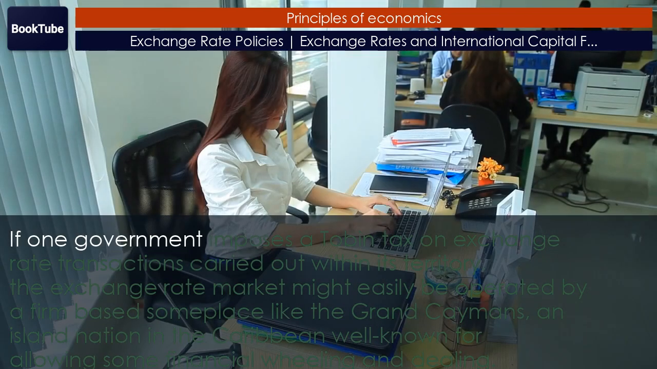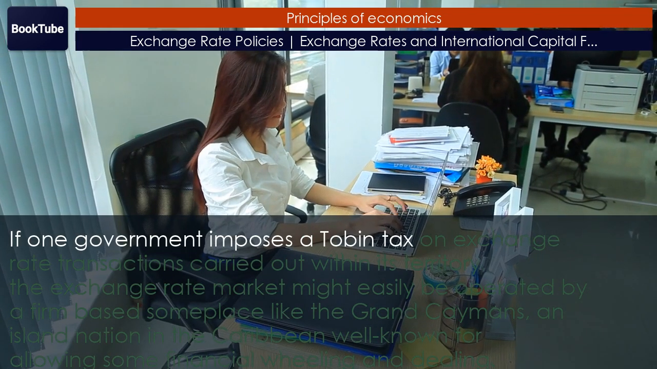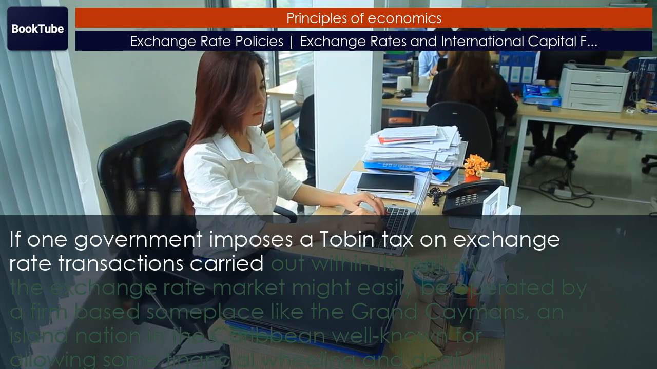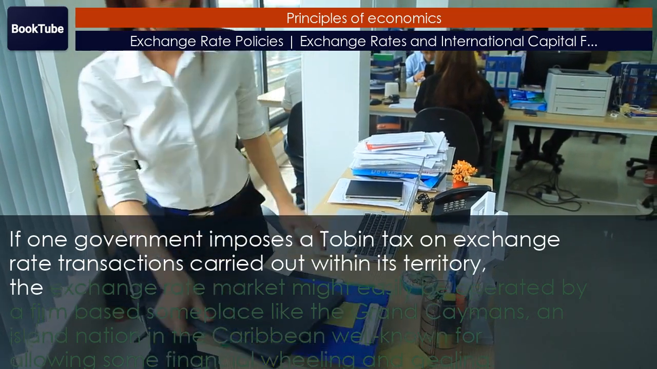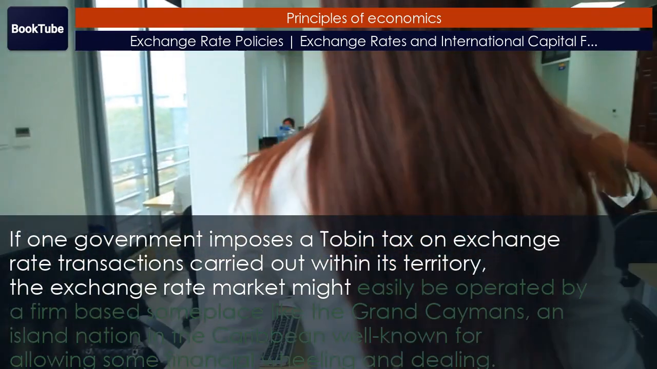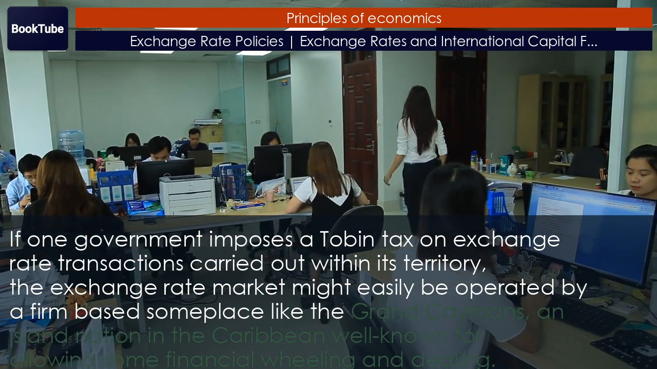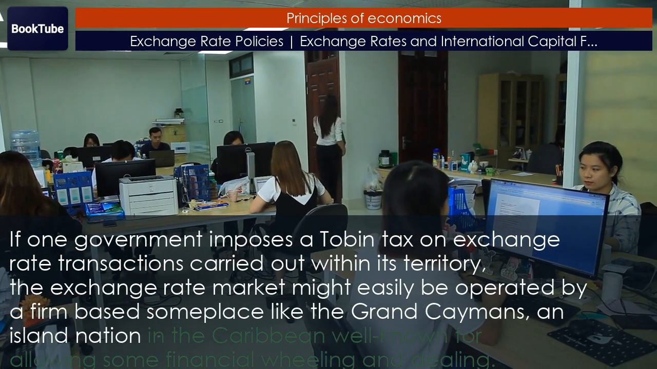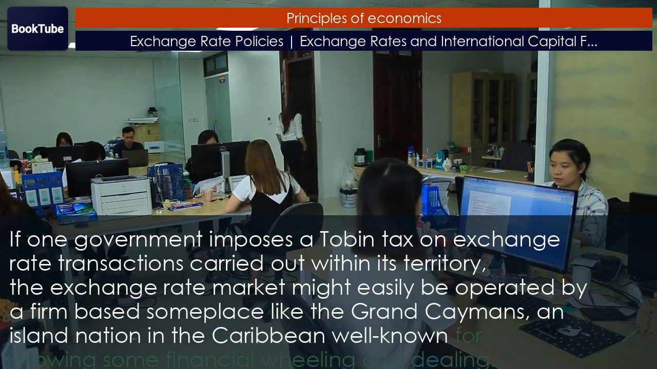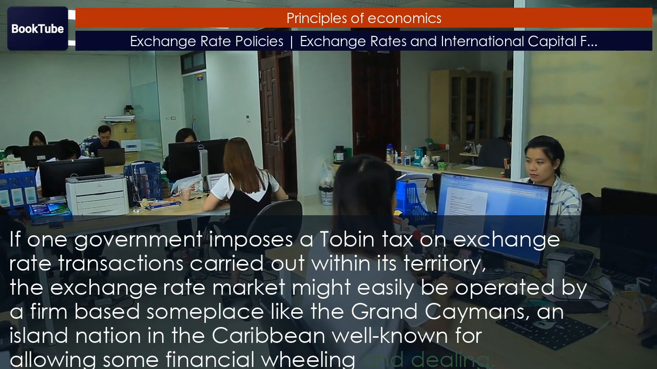If one government imposes a Tobin tax on exchange rate transactions carried out within its territory, the exchange rate market might easily be operated by a firm based someplace like the Grand Caymans, an island nation in the Caribbean well known for allowing some financial wheeling and dealing.